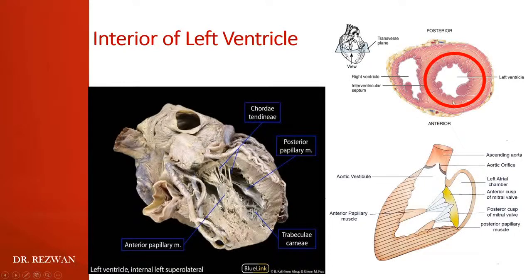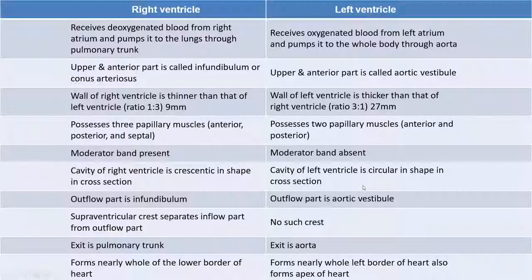And we can see the wall of the left ventricle is much more, 3 times thicker than the right ventricle itself. So if you want to see the differences between the right ventricle and the left ventricle, we can see these following things. In case of right ventricle, it receives deoxygenated blood from the right atrium and pumps it to the lung through the pulmonary trunk. In case of left ventricle, it receives oxygenated blood from the left atrium and pumps it to the whole body through the aorta.